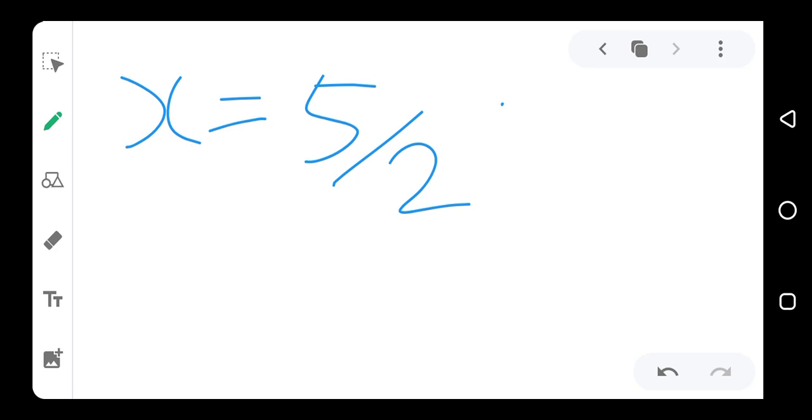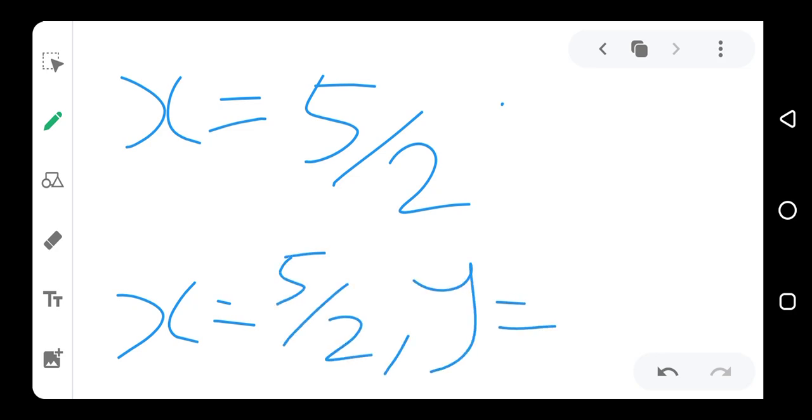So in summary, x is equal to 5 over 2 and y is equal to minus 1 over 2. This is the answer. Now let's use the elimination method to solve this same equation.